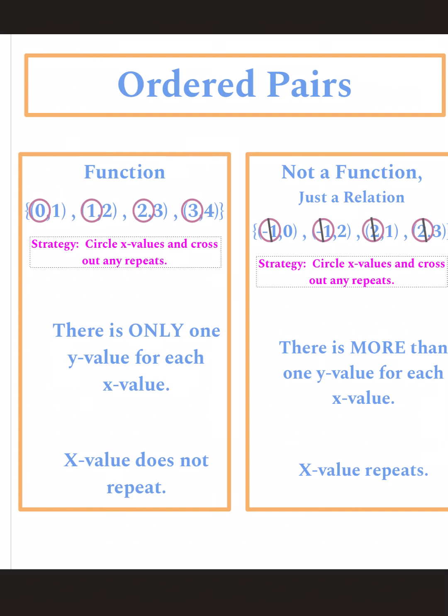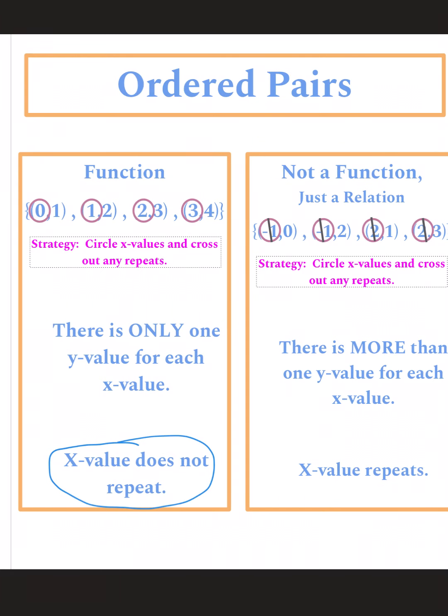And if you see here, for the ordered pairs, we're going to focus, as it says here, circle the x values and cross out any repeats. So you can see here the x values are circled. If you notice, none of these x values repeat. And since none of the x values repeat, that makes this a function. Okay, so remember, as it says here, x value does not repeat.